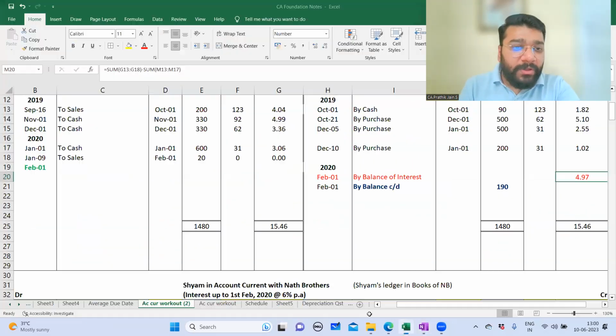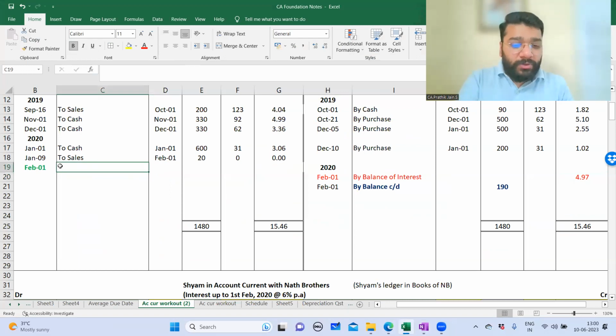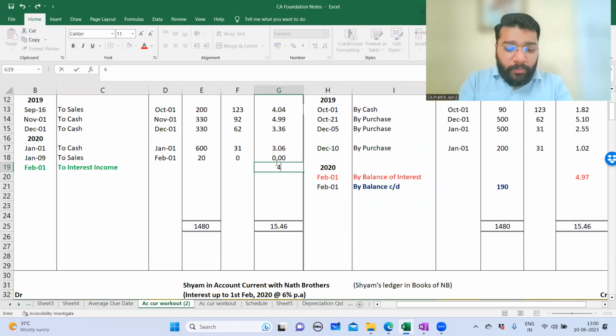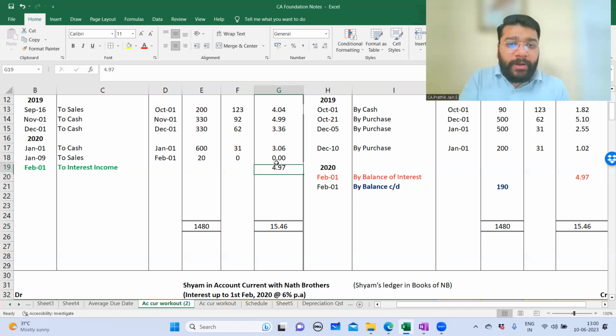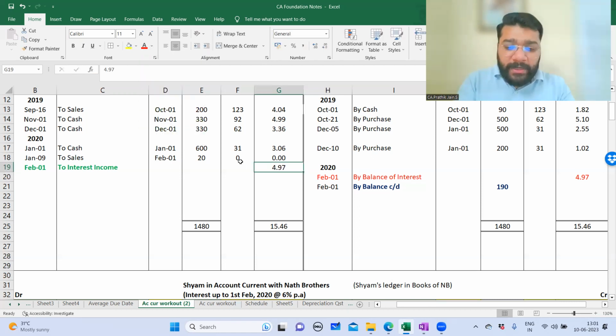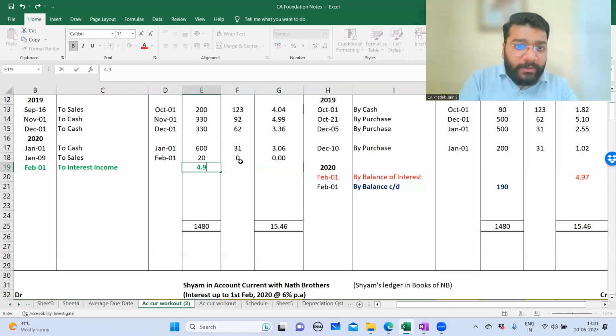So can I say on Feb 1st, Shyam to interest income? How much? 4.97. Straight away in the outer column, we can write 4.97. Any problem, online people? Sorry, which column we recorded? Not here, this one. 4.97.